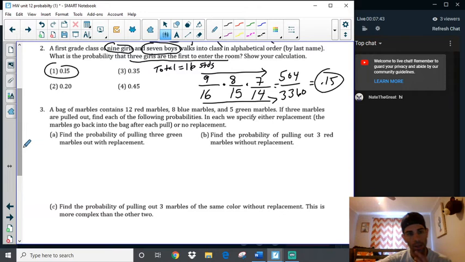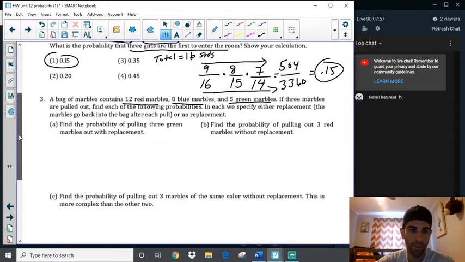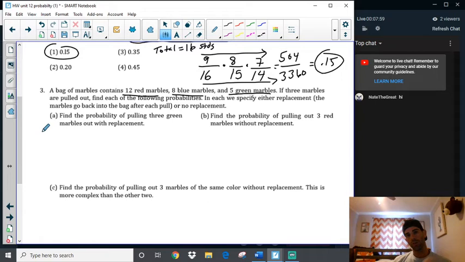Number 3. A bag of marbles has 12 red, 8 blue, 5 green. If 3 marbles are pulled, find out each of the probabilities. In each question, they're going to specify either replacement or with no replacement. Okay, so remember, if you're going to replace, it means you're going to be putting it back, which means that your total is not going to change throughout. And if it's without replacement, that means you're keeping it. And depending if you're choosing 1, your total is going to drop by 1.